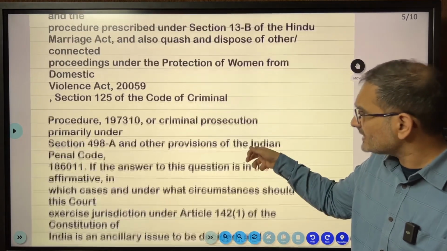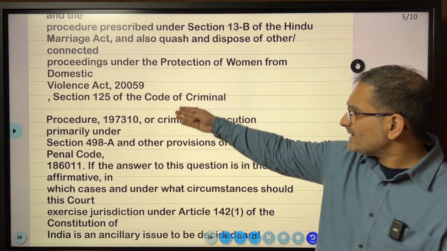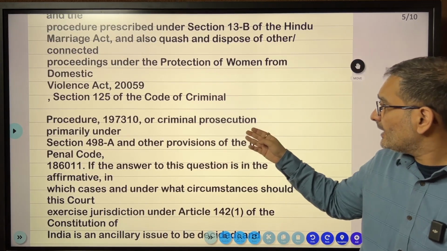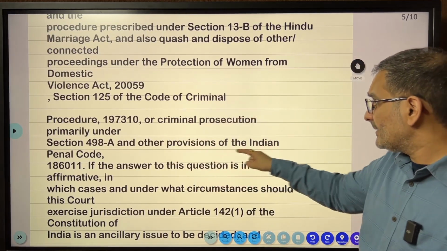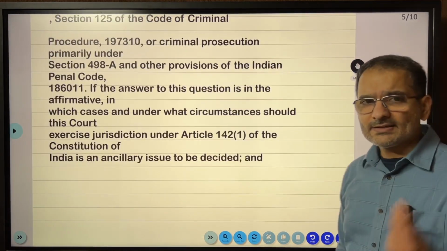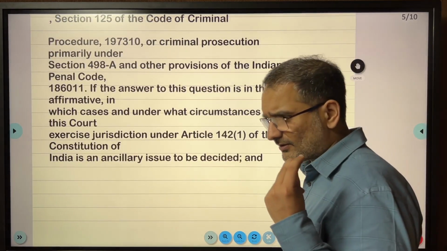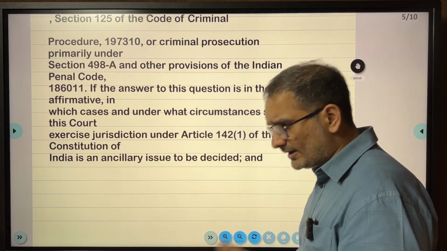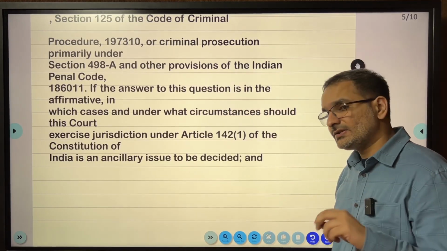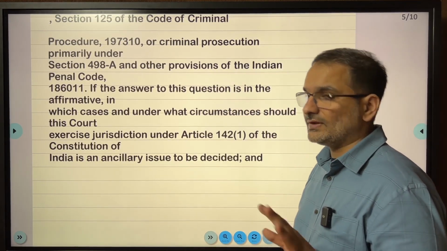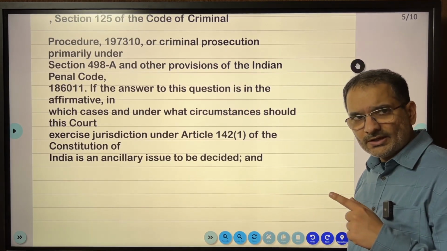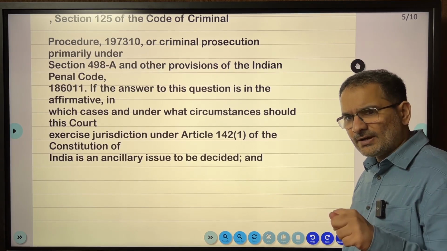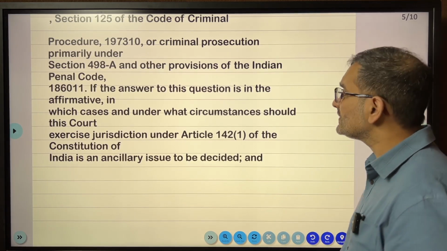This is irrelevant for us. Section 125 of CrPC 1973, or criminal prosecution primarily under Section 498A, that's DV, and other provisions of the Indian Penal Code 1860. Who drafted the Indian Penal Code? Thomas Macaulay, the first chairman of the first Law Commission before independence. Thomas Macaulay, right? And after independence, was it M.C. Setalvad? Homework, just check. All right.